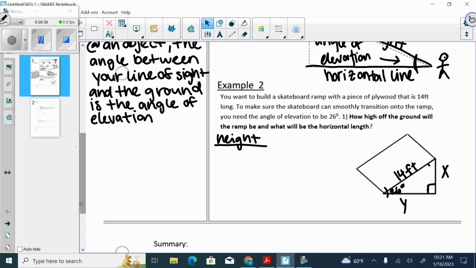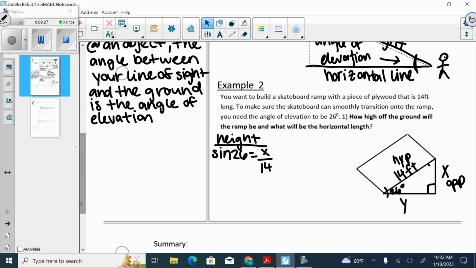Okay. So in reference to the 26-degree angle, where is x? Opposite, right? And which piece do I know? Hypotenuse, okay? So if I know the hypotenuse and I'm looking for the opposite side, which ratio do I have to use? Sine. So I have sine of my angle, 26 degrees, is equal to opposite over hypotenuse.